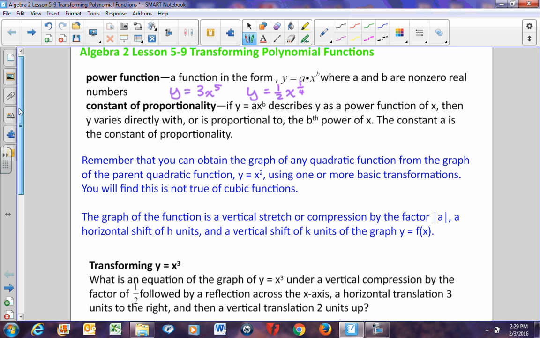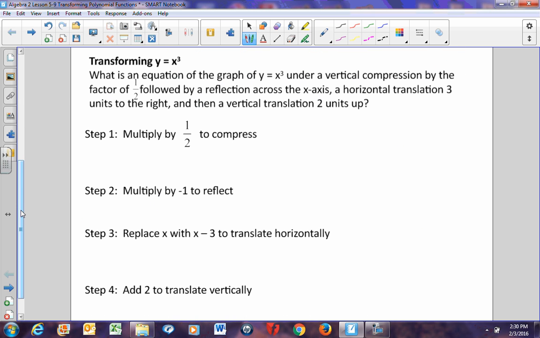So, if I want to transform y equals x to the third, what is an equation of the graph y equals x to the third under a vertical compression by the factor of 1/2, followed by a reflection across the x-axis, a horizontal translation of 3 units to the right, and then a vertical translation of 2 units up. Notice it says what is an equation, not the equation, which means there is more than one equation that would fit the transformations we specifically asked for here. We're going to write it in a specific form so that we only get one answer. However, if you were to multiply it all out, you could get a second answer, and then of course there could be other answers as well.